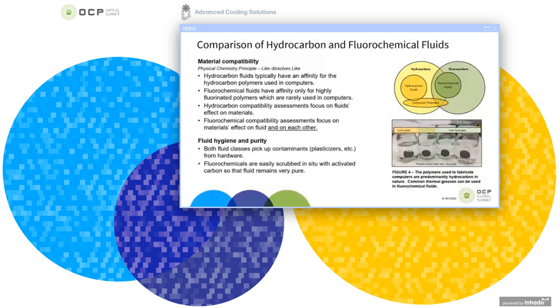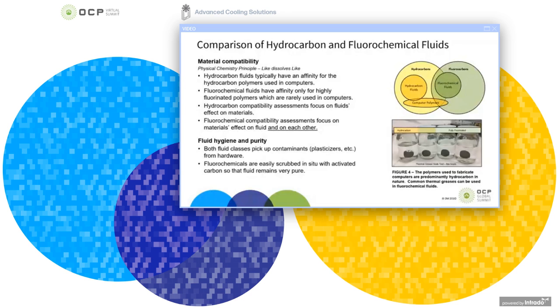Hydrocarbon and fluorochemical fluids are very different from a material compatibility standpoint. The polymers that comprise a computer system are generally hydrocarbon in nature. And for this reason, hydrocarbon fluids tend to have more of an affinity for these polymers. Fluorochemical fluids, on the other hand, really only have an affinity for other highly fluorinated materials, and these are rarely used in computer equipment. For this reason, hydrocarbon compatibility assessments tend to focus on what we call first-order compatibility issues, the fluid's direct effect on the material. Will the fluid swell an elastomer, for example?